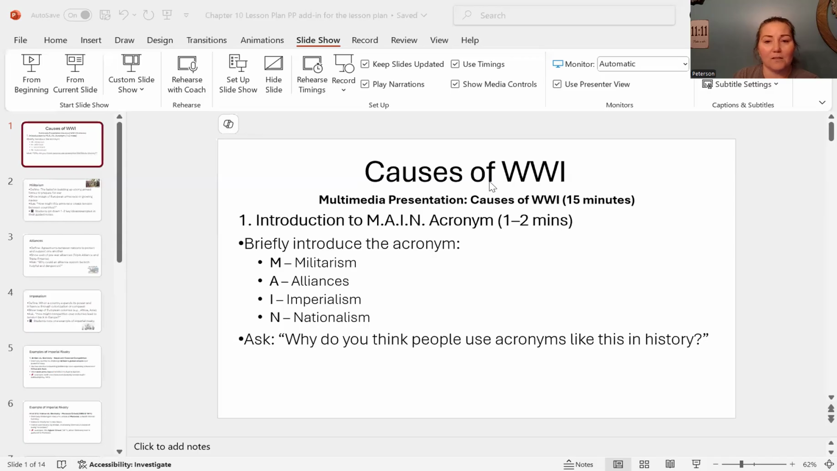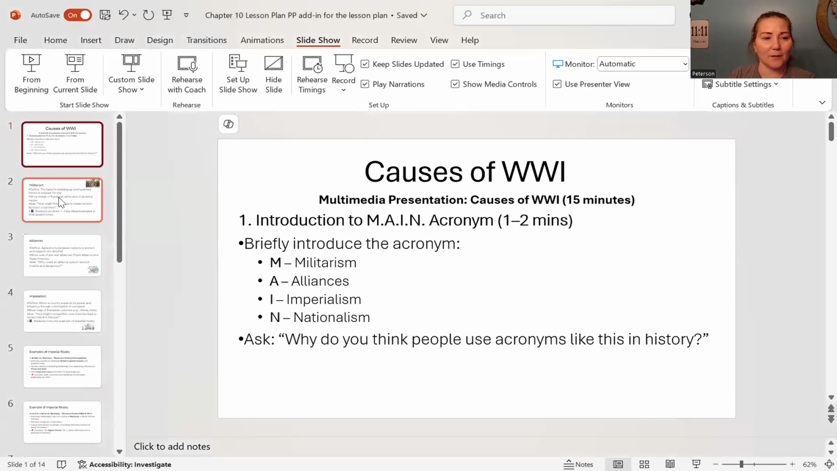I'm going to share my screen. Main, M-A-I-N. What do you think that stands for? Causes of World War I. Main: militarism, alliances, imperialism, nationalism. Why do you think people used acronyms like this in history? It helps us remember things better, doesn't it? Just a short, quick little thing.